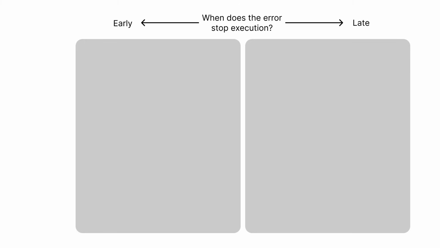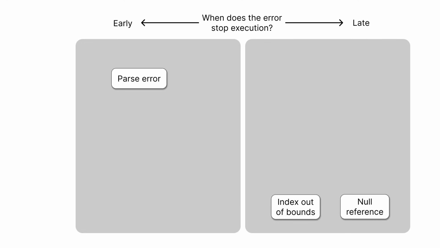When does the error stop the program from executing? Early or late? On the left we have, for example, parse errors. They are always caught early before anything runs. And then on the right we have runtime errors like index out of bounds or null reference that are caught only when they happen. But then we have things like undefined variables that don't clearly belong to either side. Depending on the language, those are caught either before running, like in C#, or at runtime, like in JavaScript.